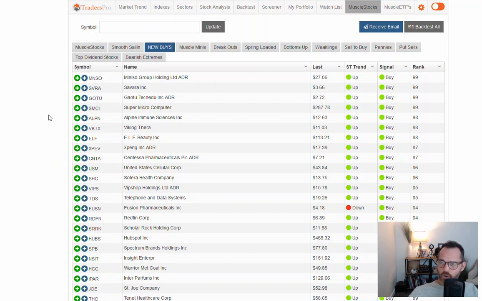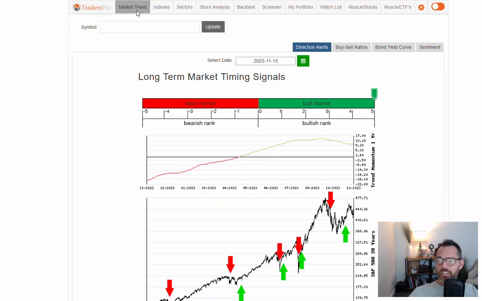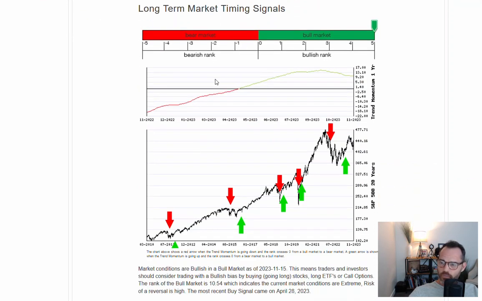But in this case, just a quick overview, a little tutorial even, we're looking at long-term market conditions. We've got a couple of indicators here that look at the overall direction of the market. Very simple, very basic, to know what direction the market is going. Is it either going up or is it going down?